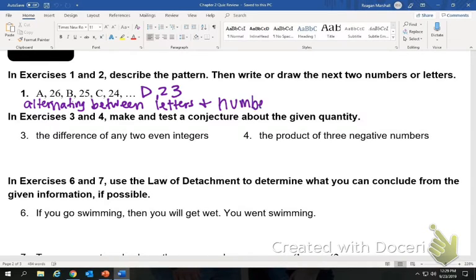How do I choose what number comes next? Go down. For the letters? Up. What order are the letters in? Alphabetical order. So the letters are in alphabetical order.